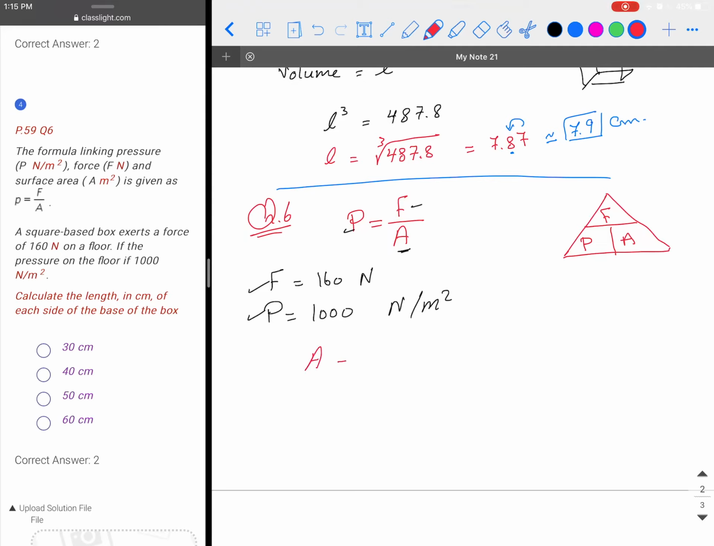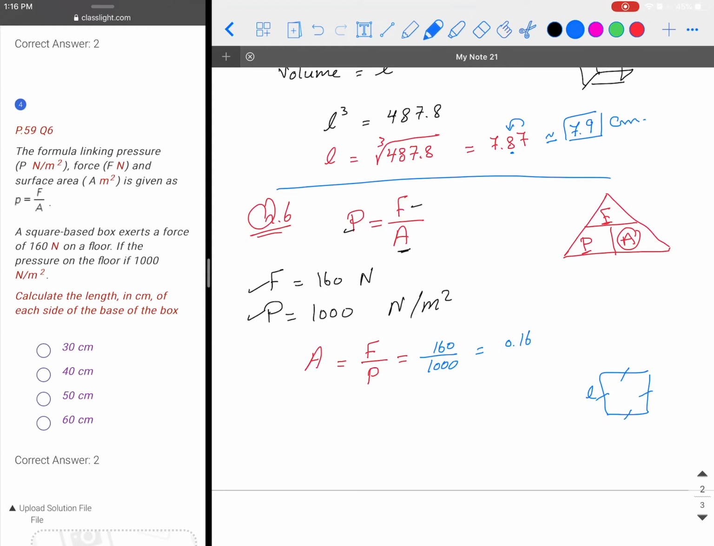A or area equals what? How to calculate A? It's F divided by P. F, force, divided by pressure. So A equals 160 divided by 1000. When you divide this, you will get 0.16. So this is the area. Okay, but what is the shape of the base of this box? This is area of what? Area of a square. And we know that in a square all sides are equal.